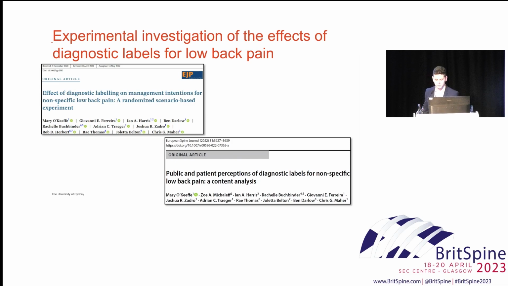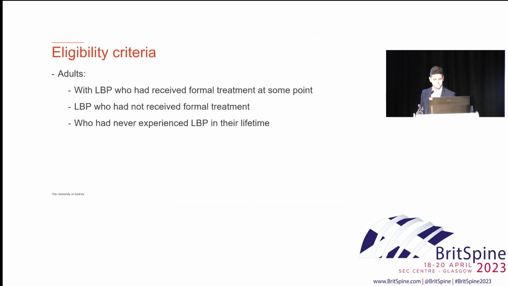But up until very recently, a lot of the discussions around the impact of diagnostic labels have been mostly coming from qualitative studies like Ben's study and some anecdotal evidence from clinicians and discussions amongst colleagues. But our team decided to investigate that a little bit further. So we did a few studies trying to look into the effects of labeling people with certain conditions, giving people certain labels for their back pain, and investigating their management intentions and other outcomes as well. And I'm going to present findings from 2 of those studies to you now.